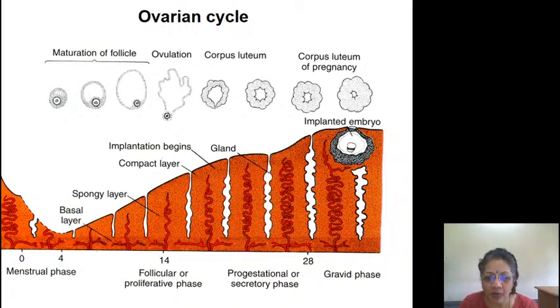So we will look at how it looks in the slides of the uterus that we have, but always remember that this is paralleling whatever is happening in the ovary, which is paralleling whatever is happening in the hypothalamo-hypophyseal axis, to some extent supported by whatever is happening in the adrenal cortex.